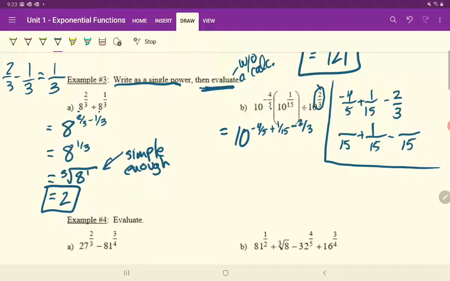Well, this one was already 15, so it stays as 1 over 15. This one, to go from 5 to 15, we multiplied by 3. Whatever you do to the bottom or to the denominator, do to the top or to the numerator. So negative 4 times 3 is negative 12. Here, to go from 3 to 15, we multiplied by 5. Whatever you do to the bottom, do to the top. 2 times 5 is 10. Now I can add and subtract straight across the top. So I know my answer is going to have a denominator of 15.